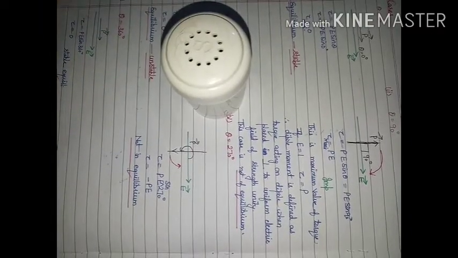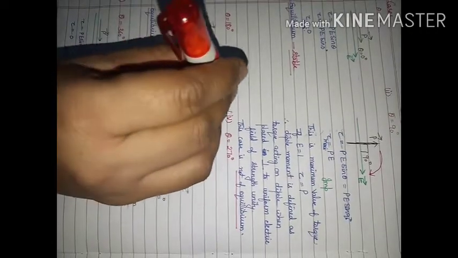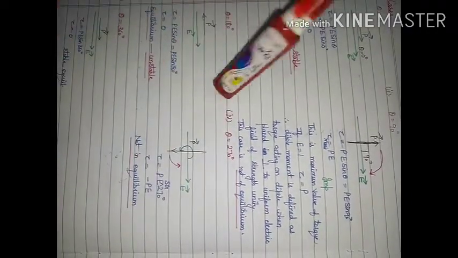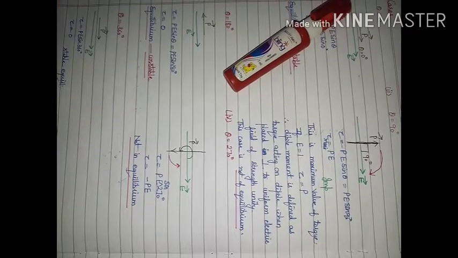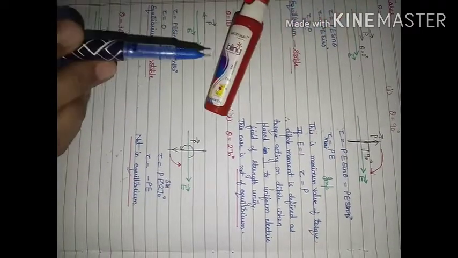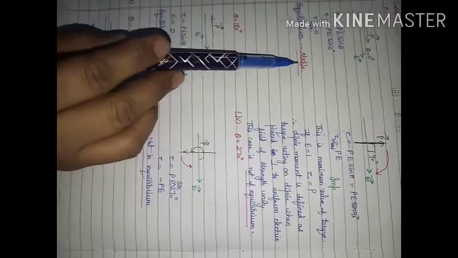It means this is stable equilibrium. And if in place of this, I consider this, I have applied the same force, but it is unable to regain its original position. This is the case of unstable equilibrium, and the previous one was the case of stable.